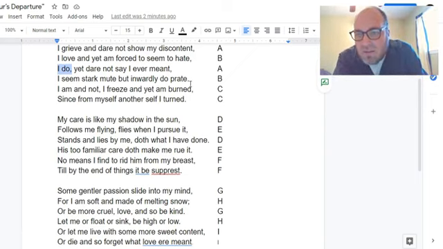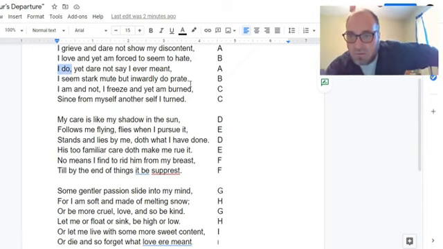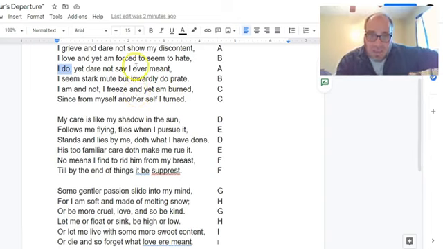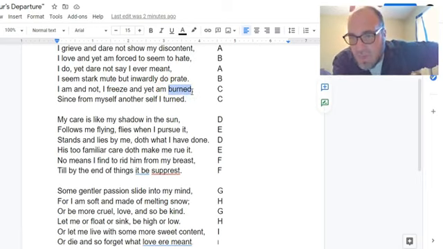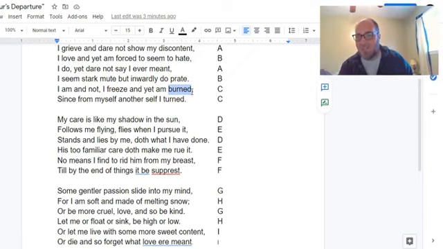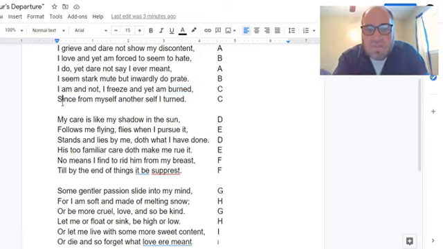I am and not. She's in love, but she's not because she can't be. I freeze and yet am burned. Now, here comes some symbols. It's the same symbols that Spenser used in an earlier poem. On the outside, she seems cold as ice. She freezes with a lack of emotion. But inside, she's burned, meaning, her love is a burning passion, but she keeps it inside this cold exterior. So you get this image of ice on the outside and fire on the inside, which I think is particularly poignant. And I love this last line. I freeze and yet am burned, since from myself another self I turned.